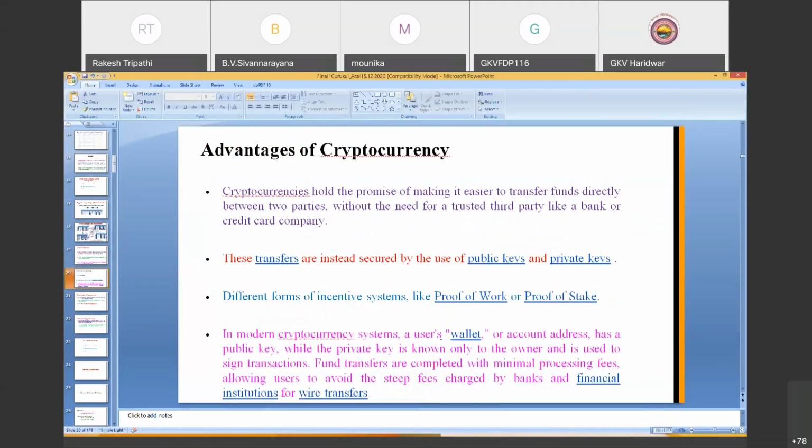The advantage of cryptocurrency is that without any third party, two parties can directly participate in fund transfer. They don't need any bank, they don't need any settlement authority, they don't need anyone to verify your transaction, and it is quick.